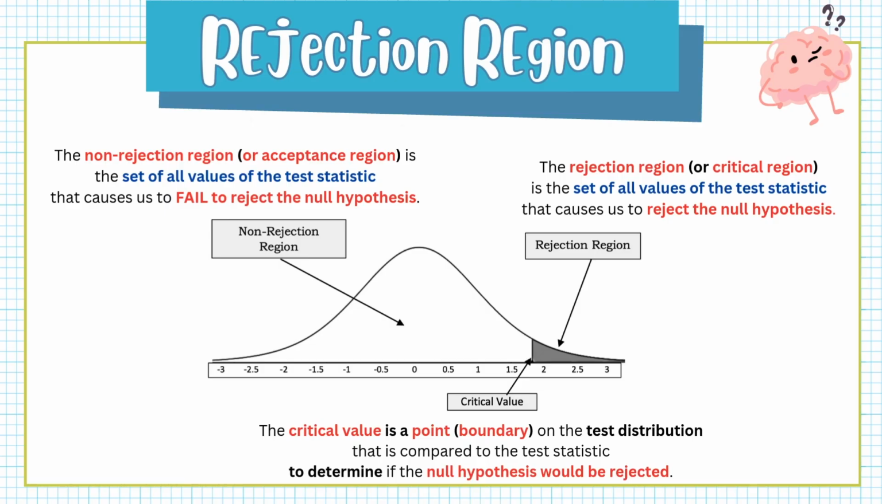The non-rejection region or the acceptance region is the set of all values of the test statistic that causes us to fail to reject the null hypothesis, while the rejection region or the critical region is the set of all values of the test statistic that causes us to reject the null hypothesis.